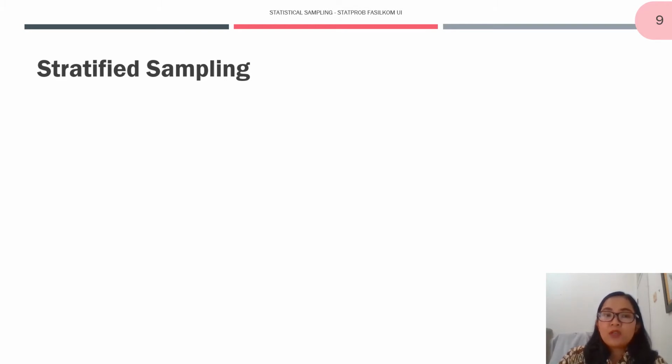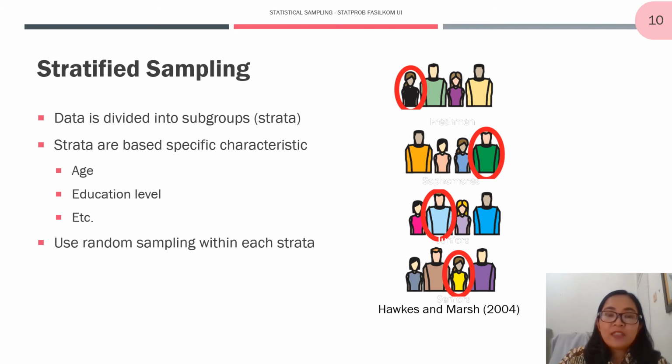Next, we have stratified sampling. Take a look at the word stratified or strata. Do you know what that means? In stratified sampling, we first divide all of our data points into some subgroups or strata. For example, in this class, I could organize you based on month of birth, year of birth, age, and so forth. Then, within each subgroup or each strata, I would do random sampling within it.